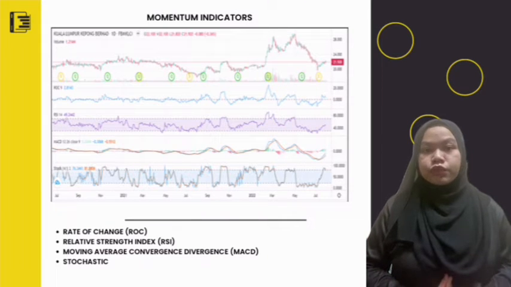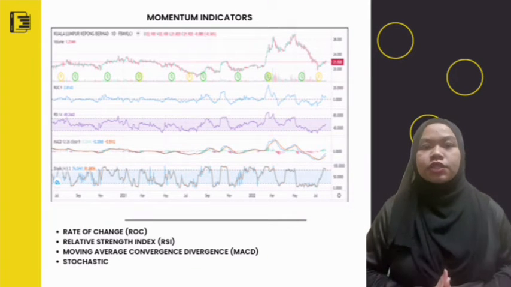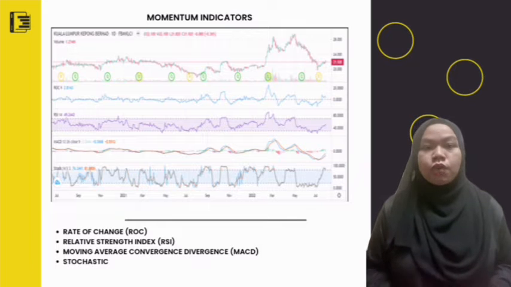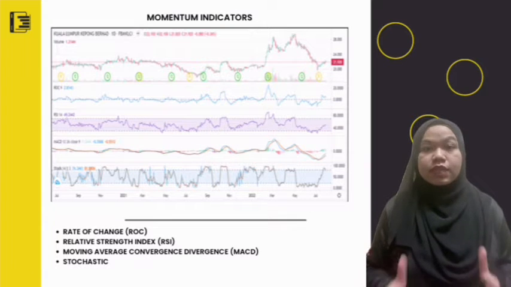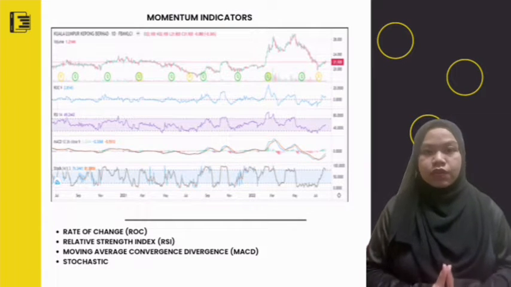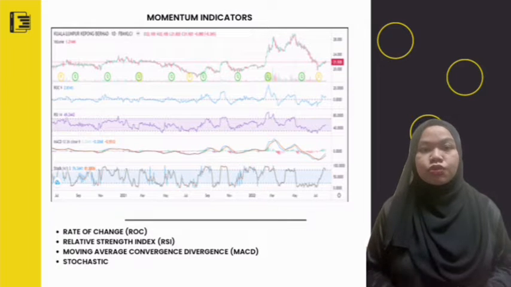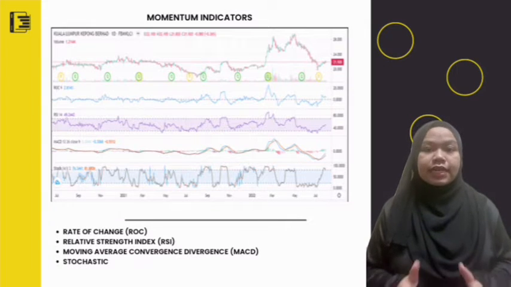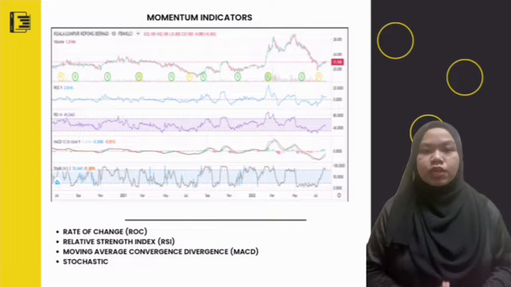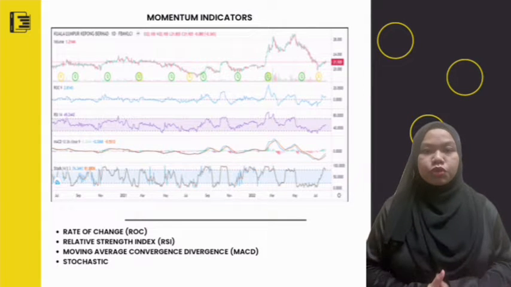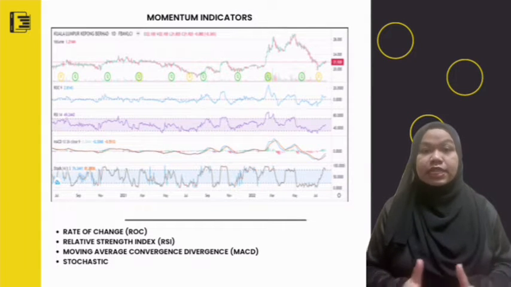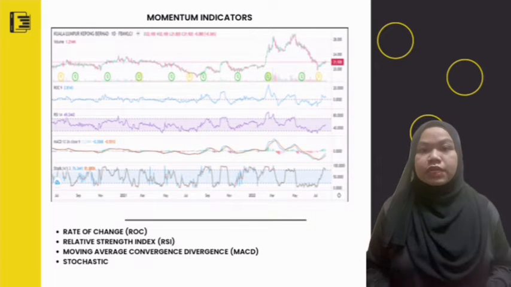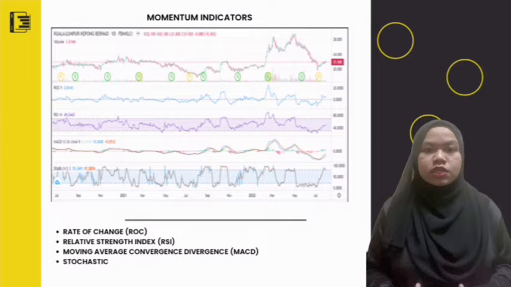Next, we will move to the momentum indicators. The first one is rate of change. When the ROC is negative, it indicates that the price is falling. This happened in May until July 2022. The second momentum indicator is relative strength index. When the indicator reaches above 70%, it means overbought, which means the traders will buy the stock. This happened in March 2022.